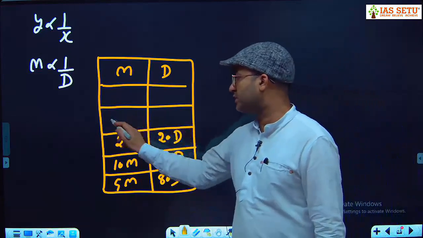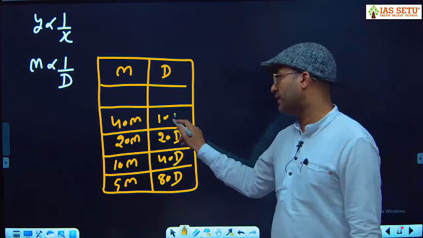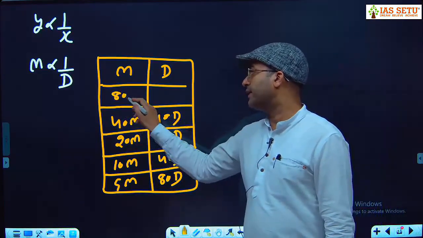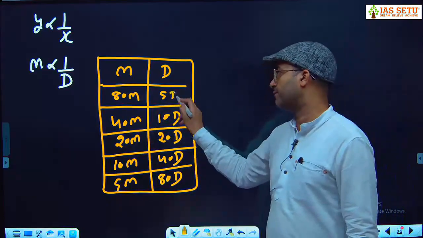20 men 20 days, 40 men. Number of men double, days half, 10 days. 80 men 5 days. It is double, it will be half.